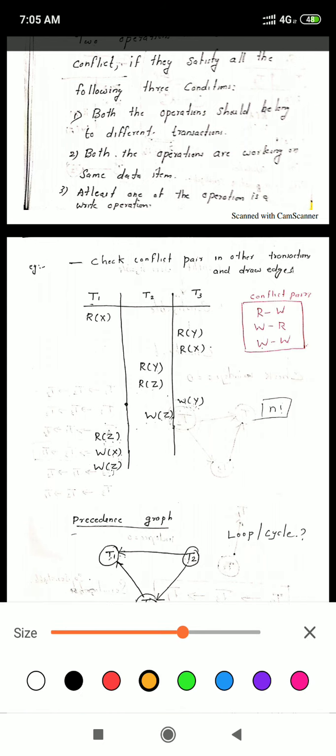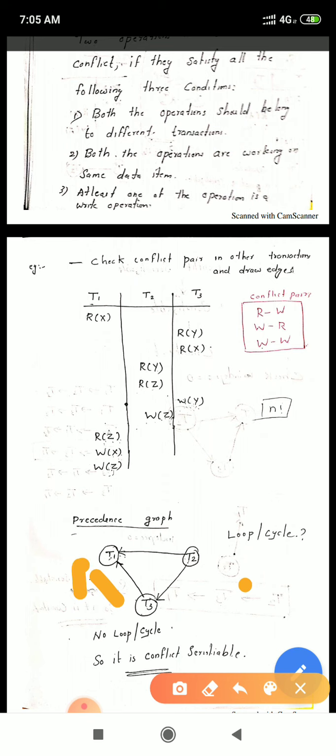The second one is the T3 read Y. Y is the data item. What is the conflicting pair? Write Y. Is there a write Y in T2? No. In T1? No. So that is also not a conflict, and we have checked it. Next, read X. What is the conflicting pair? Write X. Write X in T2? No. In T3? Yes. So T3 to T1, and we need to write T3 to T1 in the precedence graph.